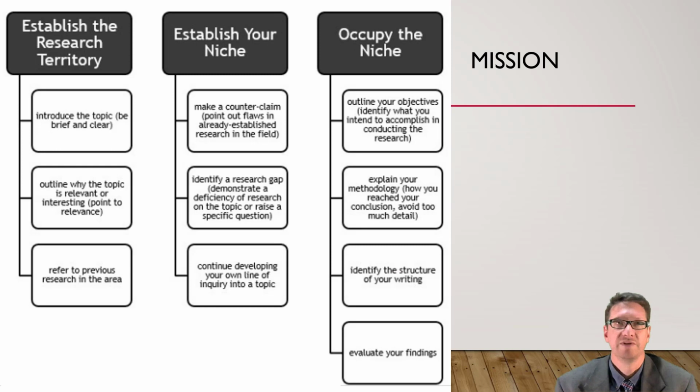So the mission of academic writing is to establish a research territory. You need to talk about the landscape in conceptual terms, establish a place for your work, and then go ahead and occupy it. So you've got to introduce your topic. You've got to explain why it's relevant and interesting. You've got to refer to previous research in the area. You cannot simply introduce a topic without referring to other work, because it will not be accepted. Nothing exists in isolation. Everything builds on something else.